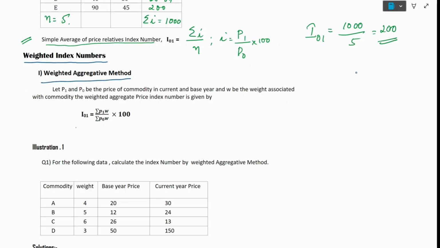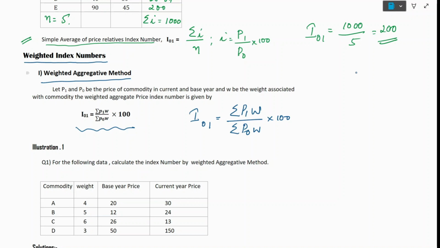Weighted aggregative method, already we discussed this formula. What's the formula? Index number formula gives I01 equal to summation of P1. See here, normally how do you write summation of P1 and P0, right? Denominator. Here if you multiply with W, that is your weightage, into 100, that is your formula. Okay, here W is extra, correct? That is a weightage, because that's why it is weighted index number.